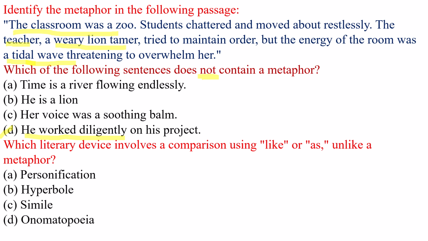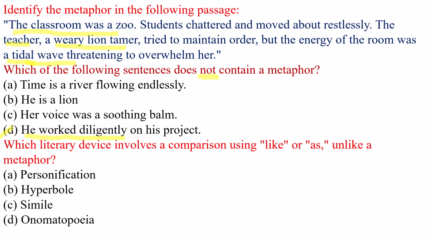Okay. Here the last sentence D describes an action literally without drawing a comparison between two unlike things. So there is no comparison. That's why it's not a metaphor. A, B, C are all metaphors. So we have to find out which does not contain a metaphor. Okay, which is not a metaphor, right?